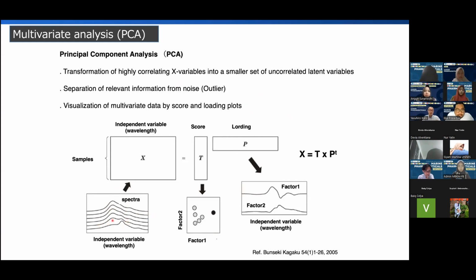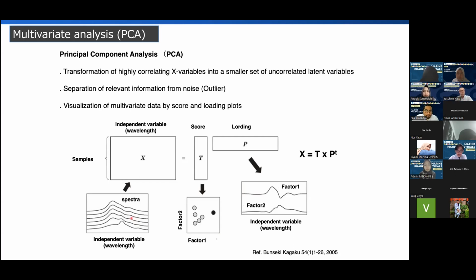And here is a similar spectrum. PCA separates the derivative information from the noise, meaning outliers. Here is just the spectra, but the spectra can be changed into simple data, like sample name and the absorbance of each spectrum. So the raw spectral data can be visualized as scores or loadings.